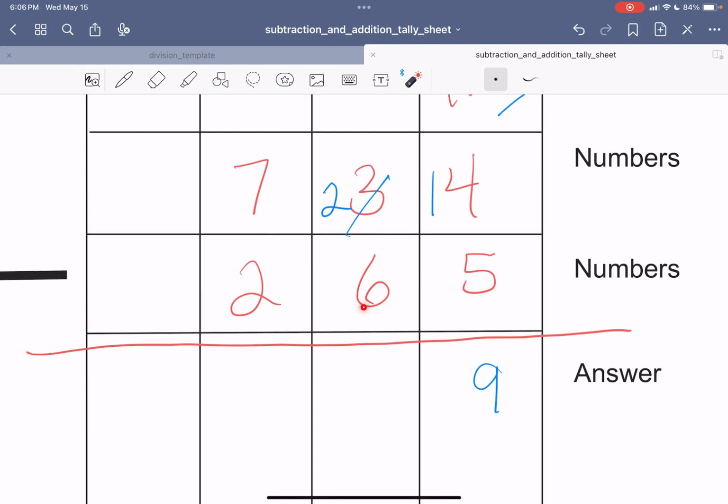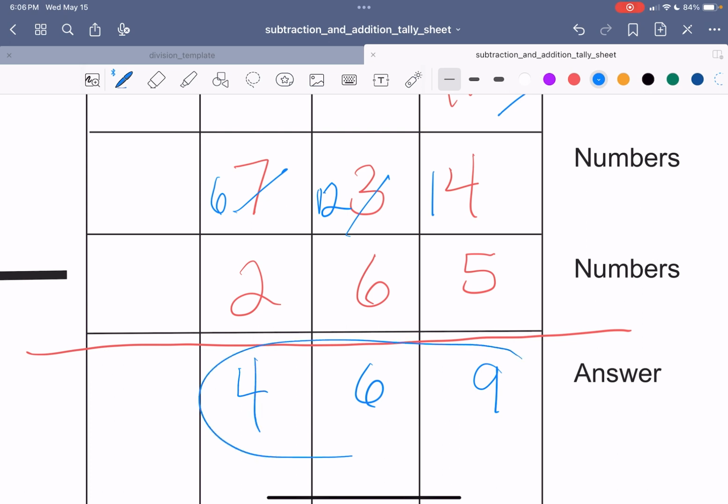Now I have 2 minus 6. I can't do 2 minus 6 because 2 is smaller than 6. I'm going to borrow from the 7. So now the 7 becomes a 6. And the 1 that I borrowed from the 7, I'm going to give it to the 2. So the new number we have here is 12. 12 minus 6 is 6. And 6 minus 2 is 4. The final answer is 469.